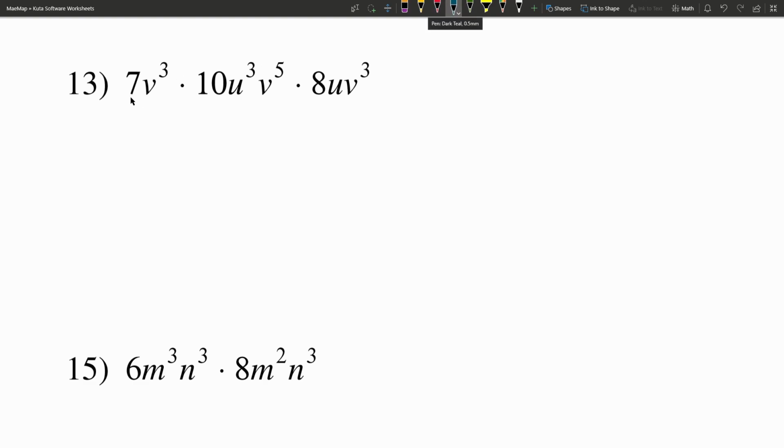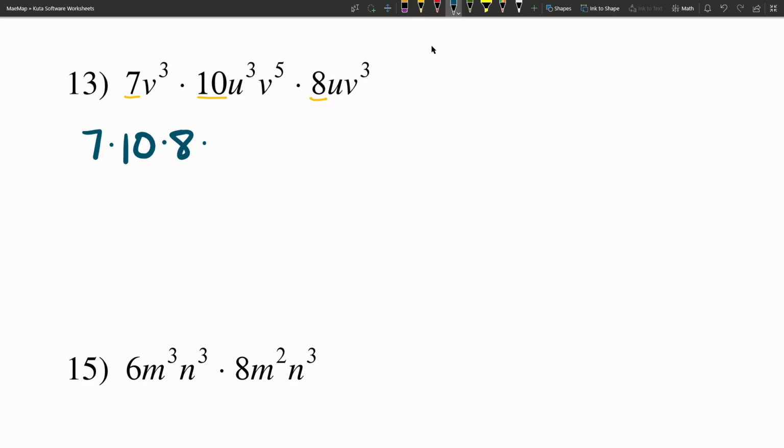So I have a 7, 10, and 8 as my coefficients of these different terms that contain both u's and v's. So I'm going to write my coefficients multiplying those together at the start. So I have a 7 times 10 times 8. So there we go. I took care of the 7, 10, and 8 right here out in front.